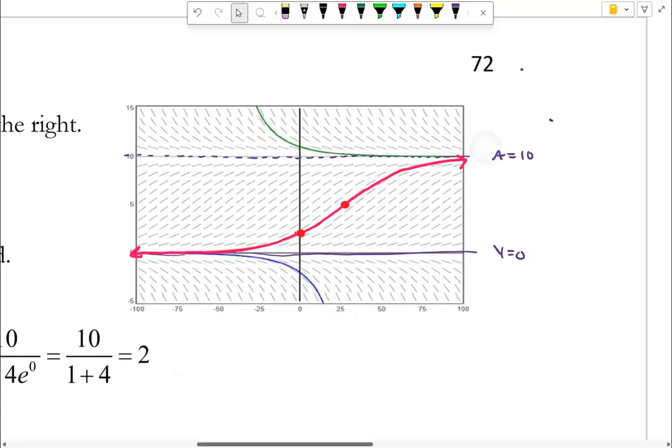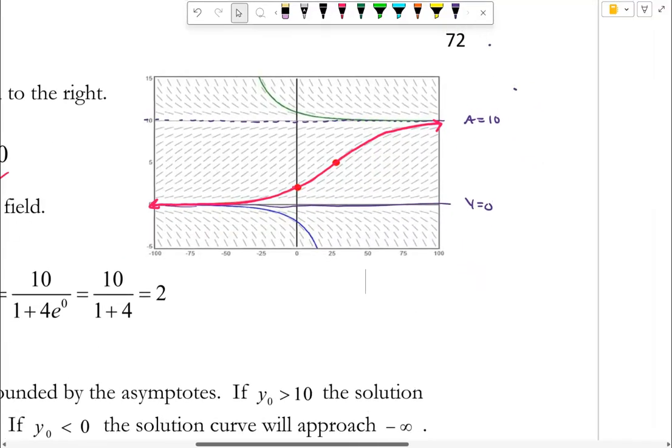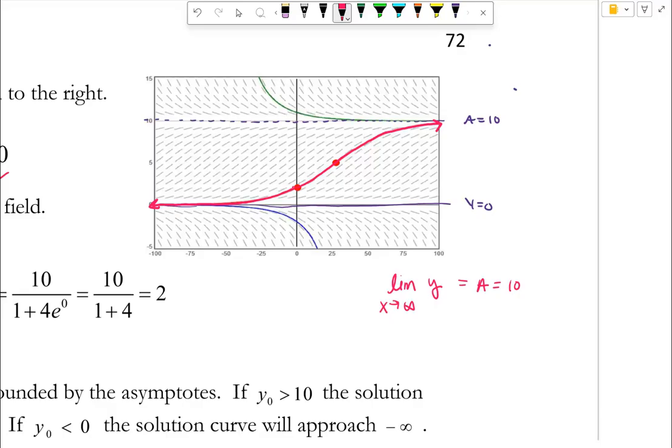So I can tell that if I pick an initial point that is between 0 and my carrying capacity, I'm going to see this logistic curve here. And I'm going to notice that the limit of y as x approaches positive infinity is going to be our carrying capacity. So in this particular case, our limit is going to be 10, because we're not going to have sustained growth beyond that capacity.